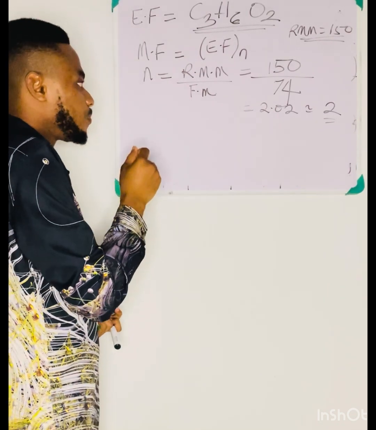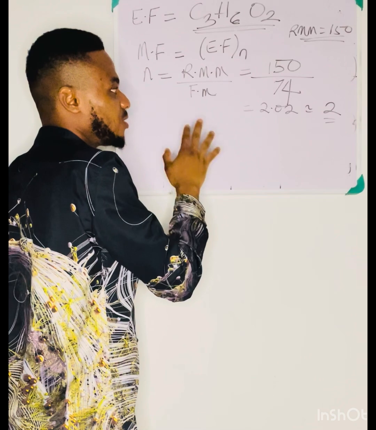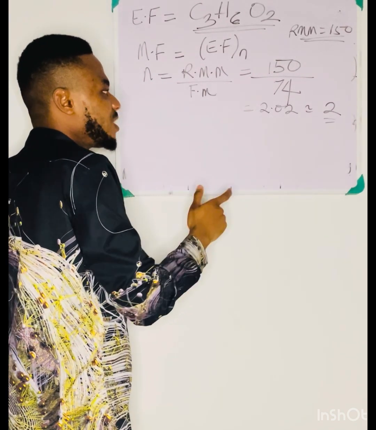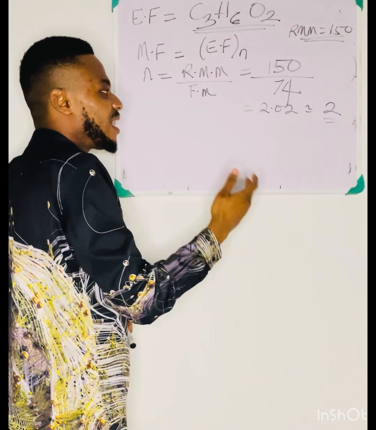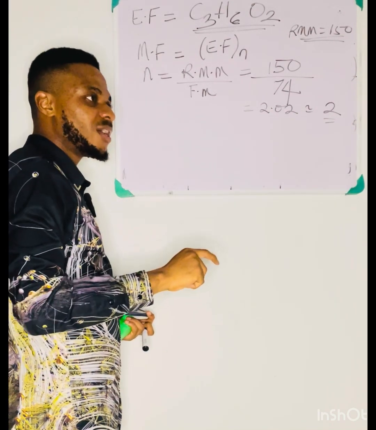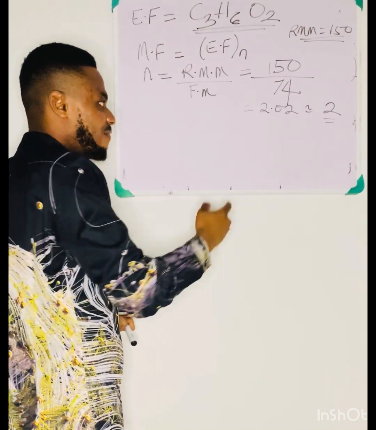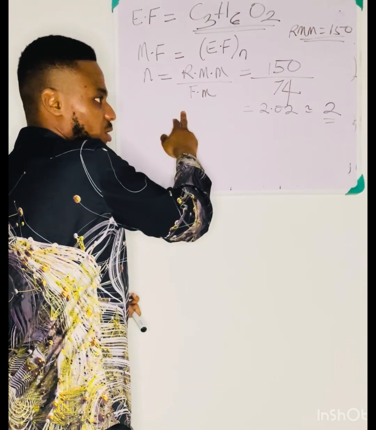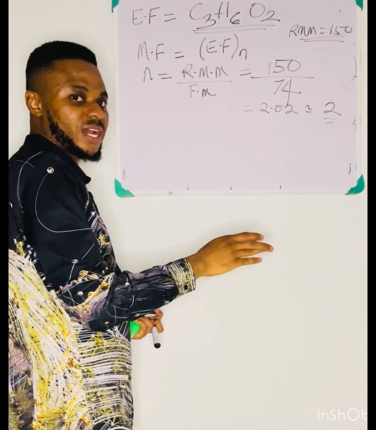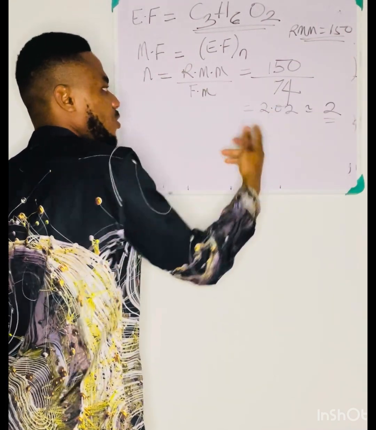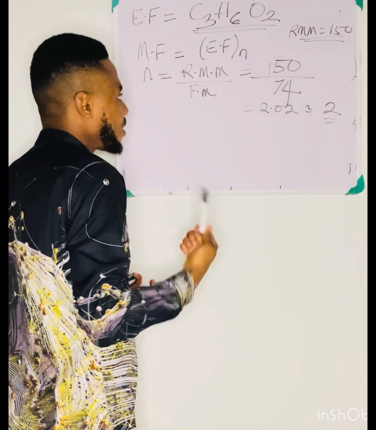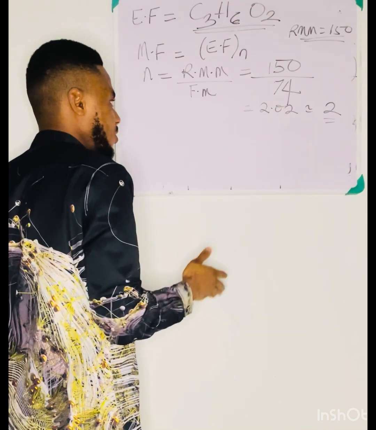But for this particular case, you would always get a value that you can either round up to 2 or round up to 3. For your n, it is almost impossible to have 0.5 as your n. Any value you get, most times it's just the whole number itself. You will not need to round up, but in this case, 2.02 is still 2. It's okay. So 150 divided by 74 is of course 2.